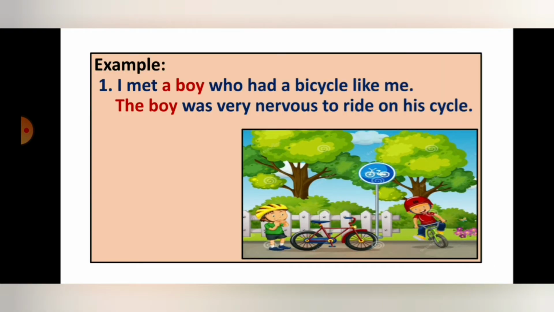For your betterment, I have given another example. You can see, I met a boy who had a bicycle like me. The boy was very nervous to ride on his cycle. So I met a boy, which is not fixed, whom I met, but the boy was nervous. Now this is fixed, that whom I met, that boy was nervous. So that's why we have to use the in the second sentence. When we are talking about the same person or same thing the second time, at that time we have to use the. I hope you are clear with the 3 uses.